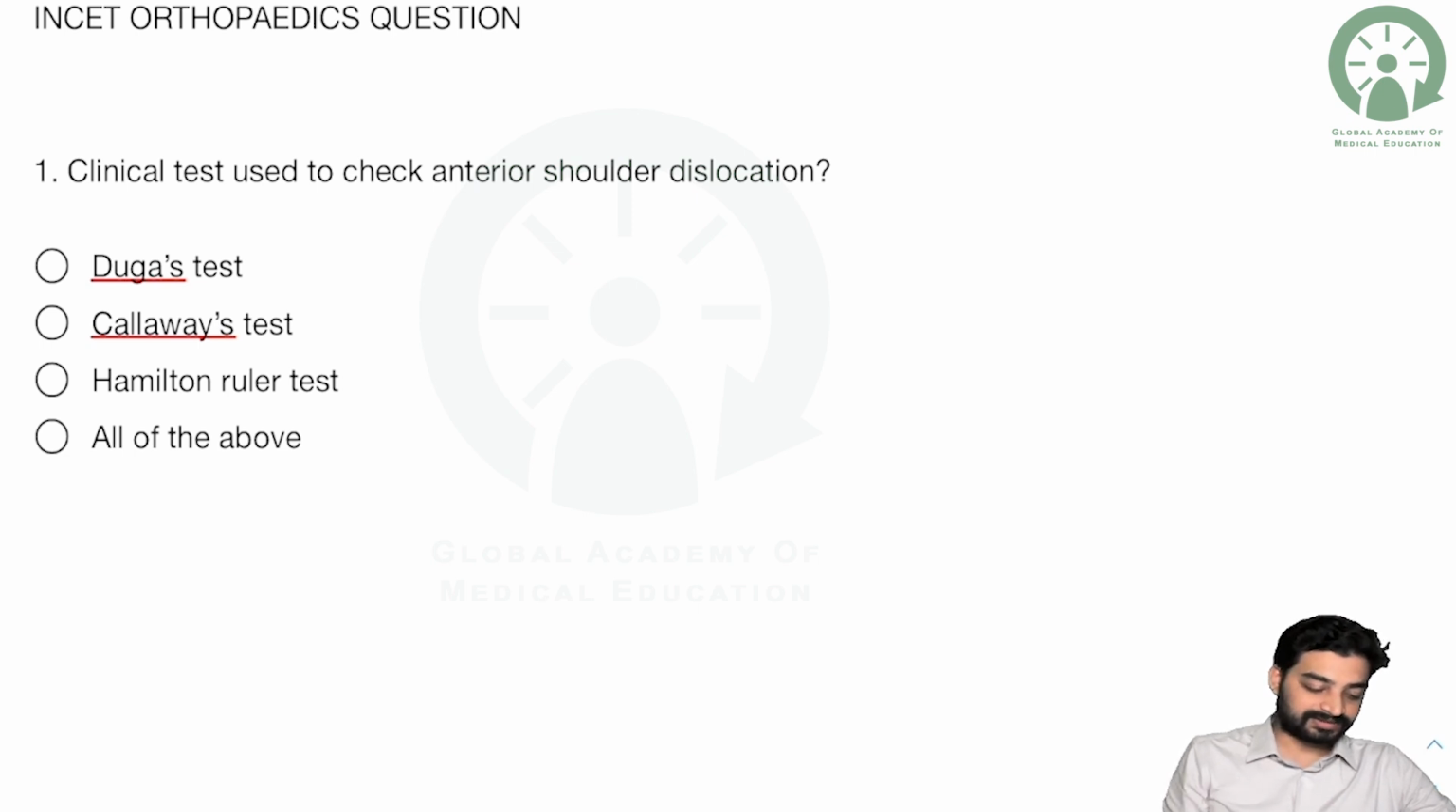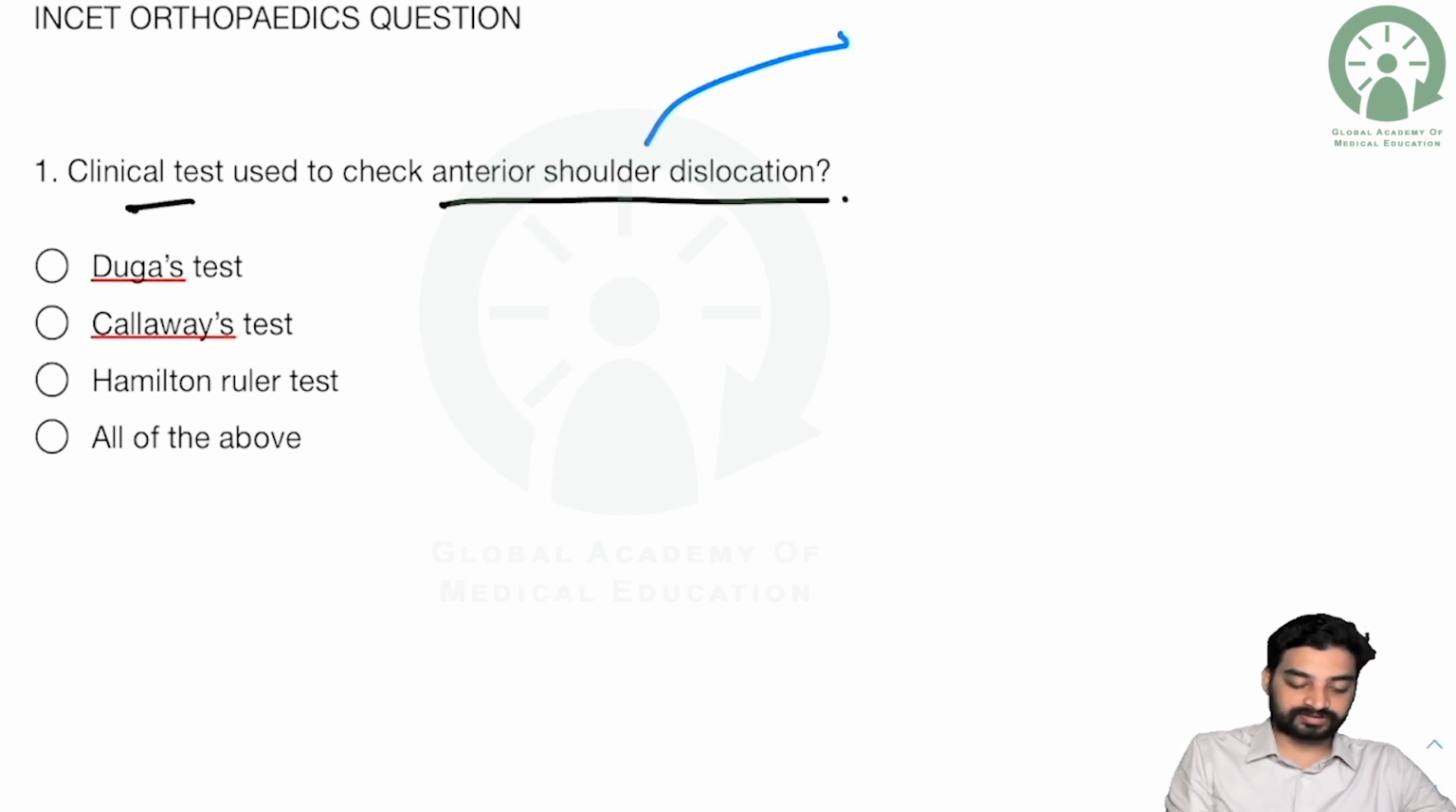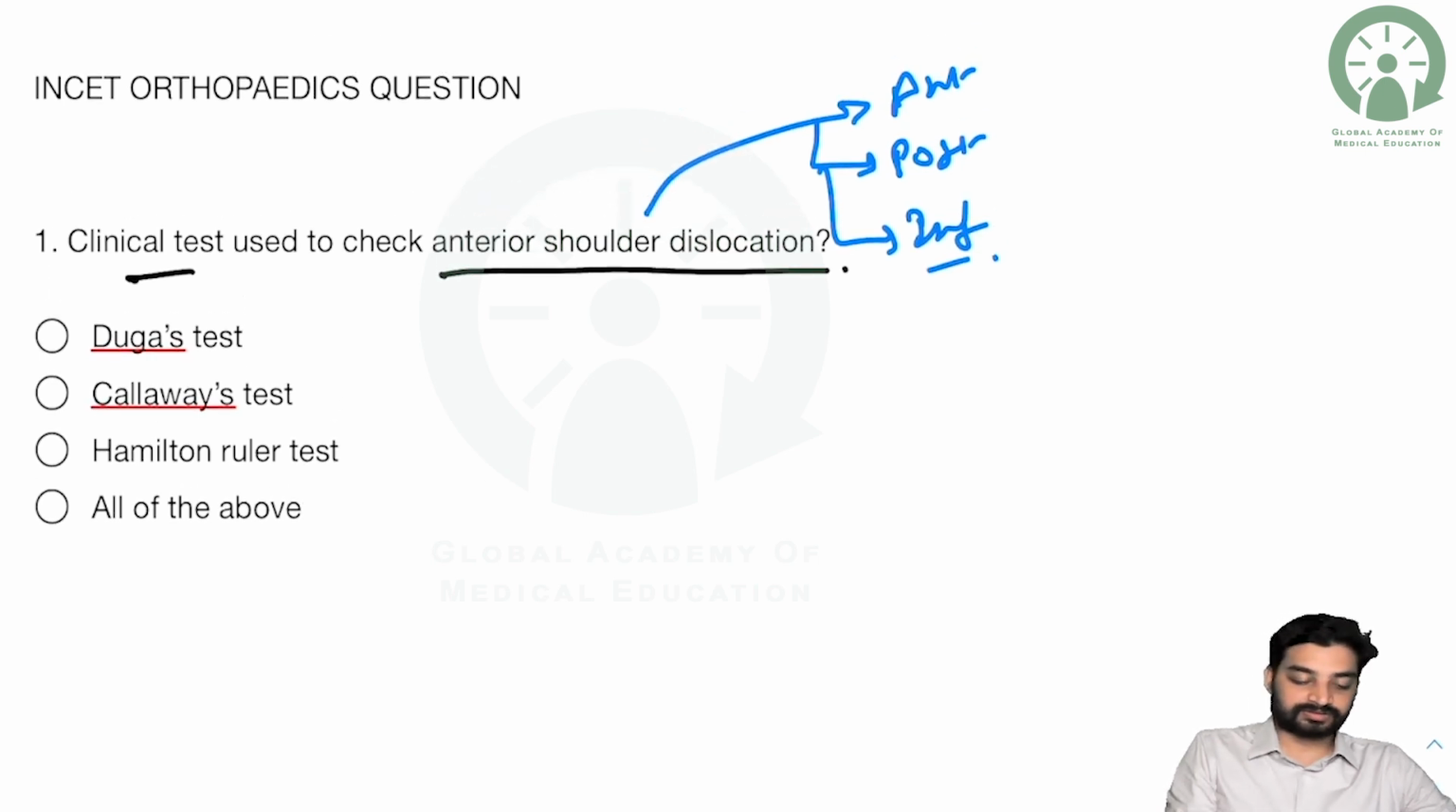If you can see, the first question asks regarding the clinical test used to check your anterior shoulder dislocation. So the question is about shoulder dislocation. Shoulder dislocation is basically of three types: anterior, posterior and inferior. In anterior, the attitude will be abduction and external rotation.